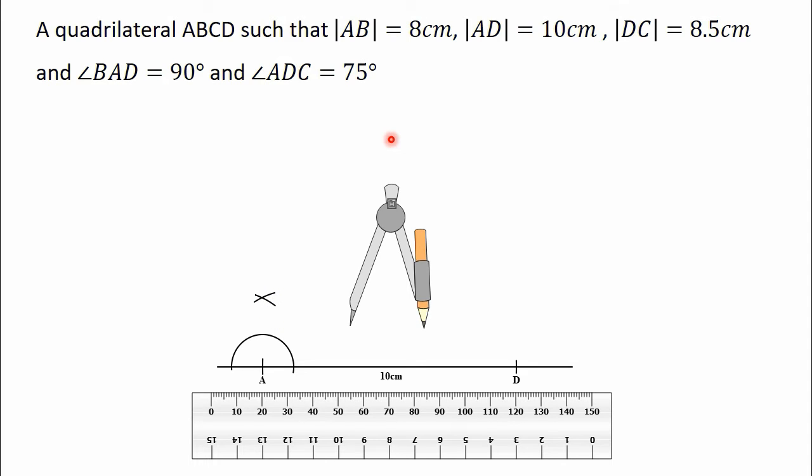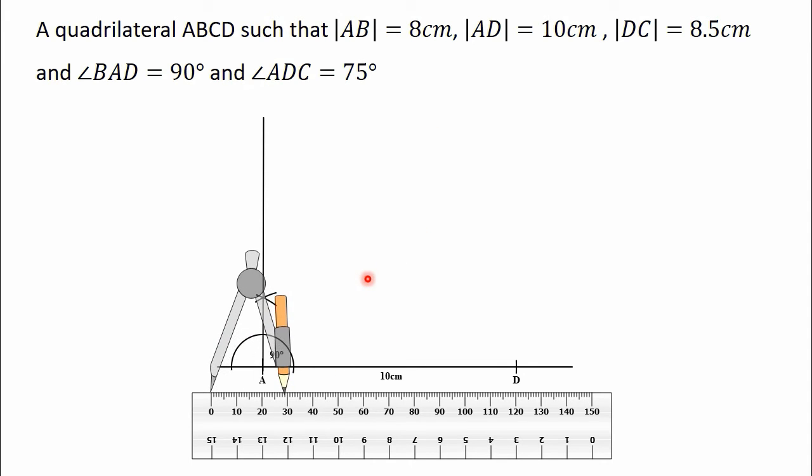To get our 90 degrees angle, we will draw a straight line to join the point of intersection of the two arcs to point A. So the angle formed here is 90 degrees. The question tells us that the side AB is equal to 8 centimeters. So you measure 8 centimeters on the ruler using your compass.